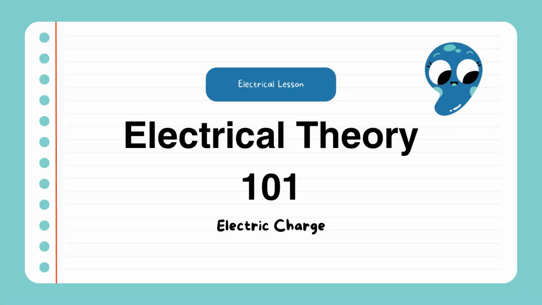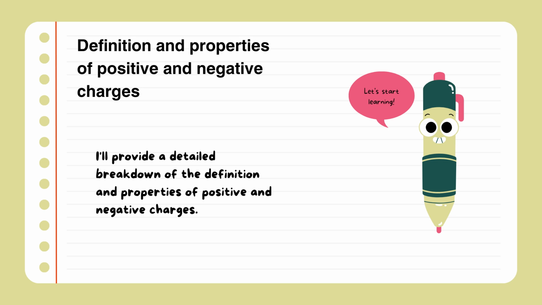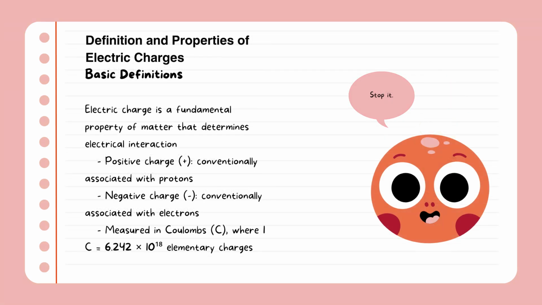Electrical Theory 101. Definition and properties of positive and negative charges. I'll provide a detailed breakdown of the definition and properties of positive and negative charges. Definition and properties of electric charges. 1. Basic definitions. Electric charge is a fundamental property of matter that determines electrical interaction.